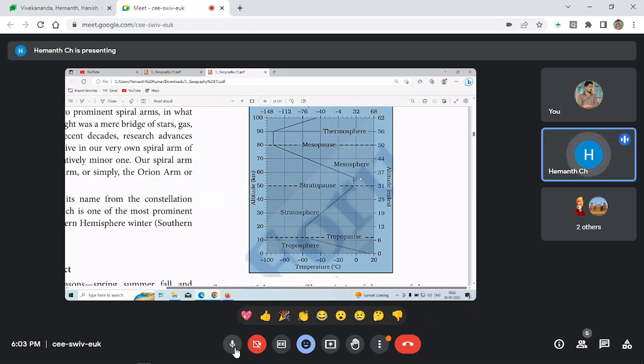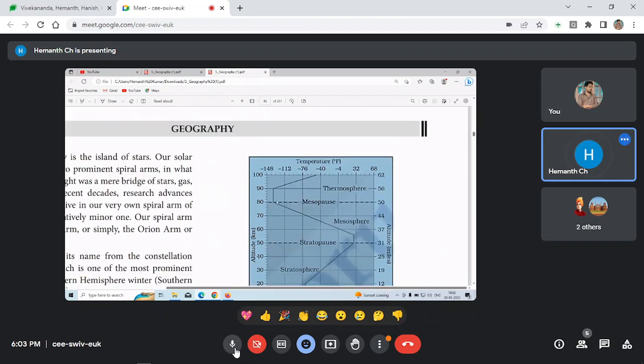31 to 37 degrees సెంటిగ్రేడ్ స్ట్రాటోపాజ్ ఉంటుంది. మళ్ళీ -డిగ్రీస్ పడిపోతుంది. మళ్ళీ మీసోపాజ్ ఉంటుంది. మీసోపాజ్ నుంచి ఇంకా టెంపరేచర్ కంటిన్యూ పెరుగుకుంటూ పోతుంది.